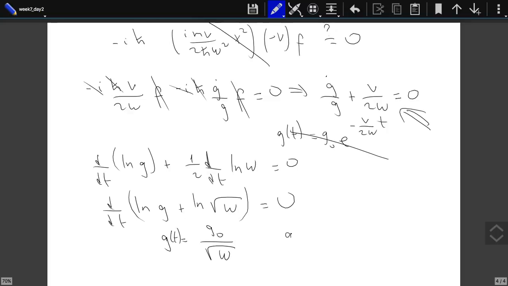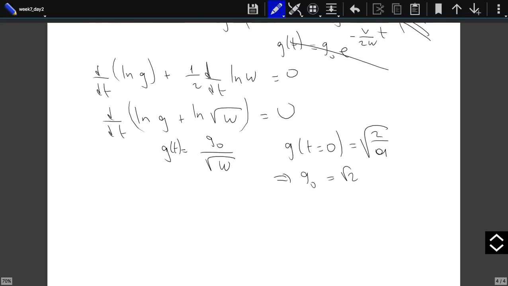Furthermore, I know that g at t equal to 0 should be equal to square root of 2 over a. That's my normalization. So this tells me that g0 is equal to square root of 2. So g of t is equal to square root of 2 over omega. Remember the factor that we canceled? We included it in the definition of f. So it's just this factor. What remains is just 1. So f of t is square root of 2 over omega, f of xt.